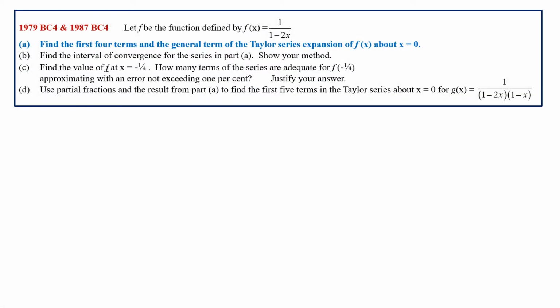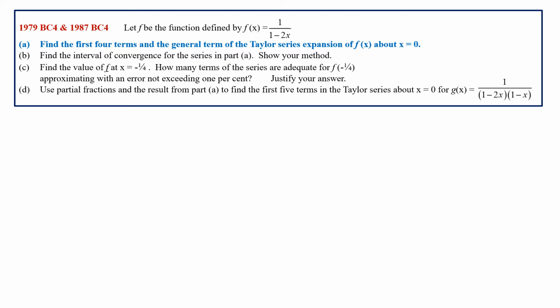We're looking at two AP problems in one right now because in 1979 and 1987, they defined f of x to be the fraction 1 over 1 minus 2x. And then they asked some common questions. For instance, find the first four terms and the general term of the Taylor series expansion of f of x about x equals 0. What they could have said is it could have just been a Maclaurin series, because then the center would have been implied to be 0.